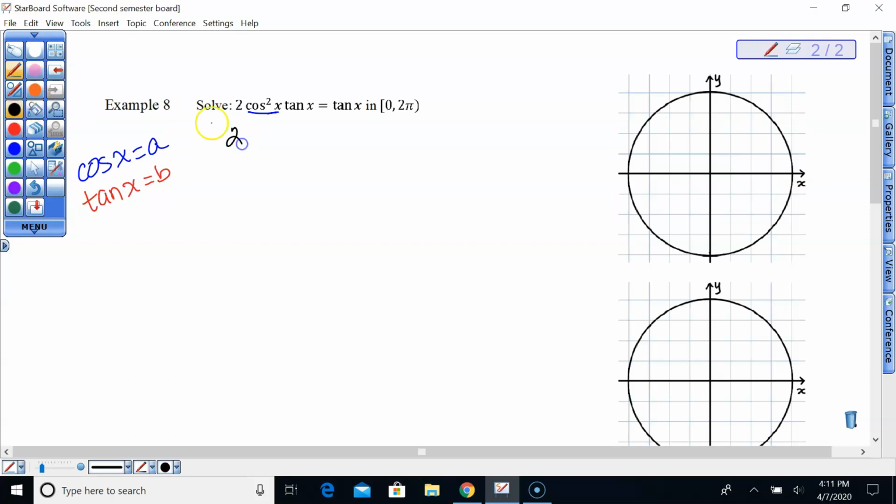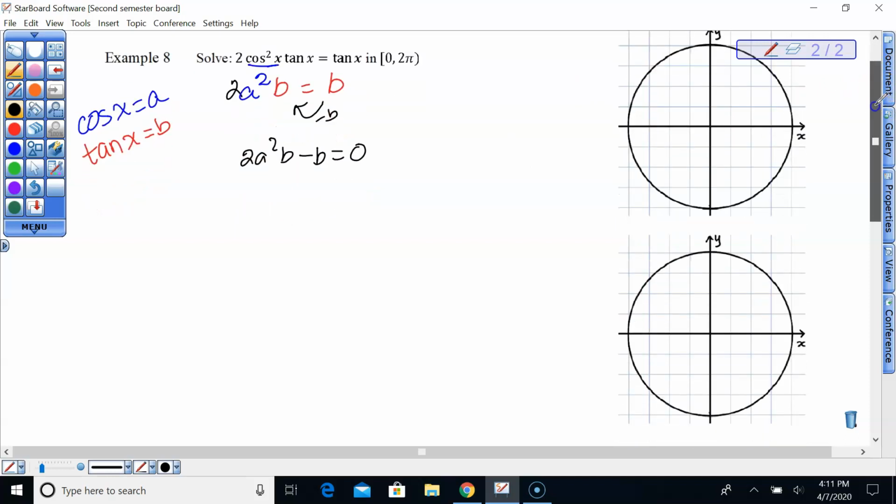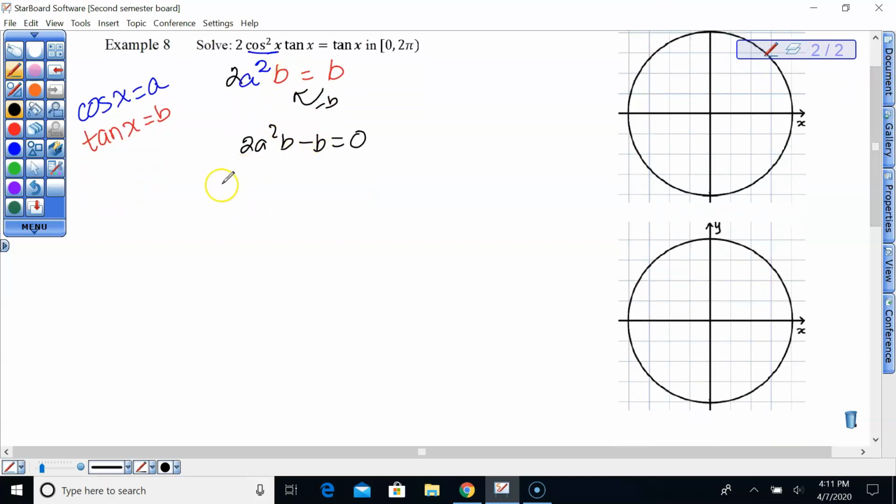So 2, and then cosine squared x, so a squared, times b, which is tangent x, and then tangent x equals b. And so there's our equation there. Okay, and so we're going to find the zeros, so we'll subtract this b over to this side. So 2a squared b minus b equals 0. And then we'll just factor. Common factor is b, so we'll factor that out. So b times 2a squared minus 1 equals 0.